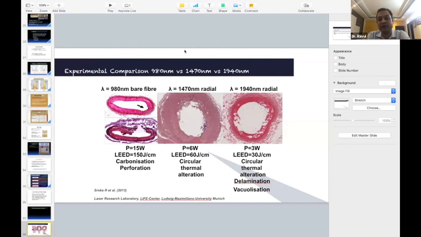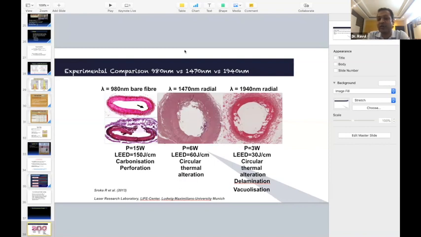So what I have shown is that in the first 980, we were using higher energies. So we were using LEEDs of 150 or 130 joules per centimeter, and we used to have more carbonization, more perforation. Then we moved to 1470, we used lower LEEDs, maybe 60 to 70 joules per centimeter.